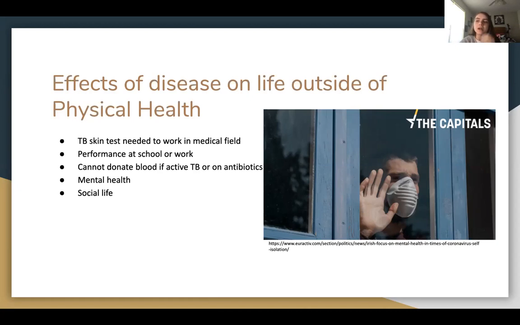And so mental health and social life can be really affected due to TB because it is so contagious. You do need to stay away from other people. And so I think kind of like what we're seeing with the coronavirus and staying in quarantine, those particular things are more affected than what we thought that they would be.